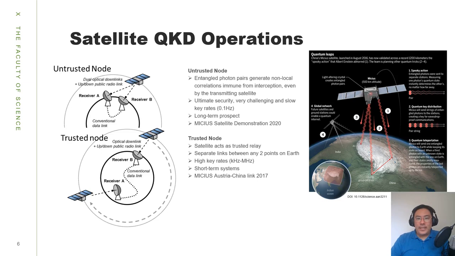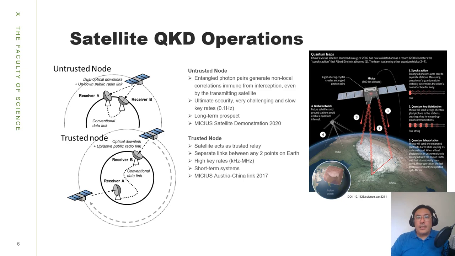So what does a satellite QKD system look like? There are two main ways of operating satellite QKD. The first is called untrusted node, where the satellite distributes pairs of entangled photons to ground stations, receiver A and receiver B. Receiver A and receiver B measure the photons, and the correlations between the results form a key which even the satellite who sent the photons cannot crack. This means that you do not need to trust the satellite when creating the keys.